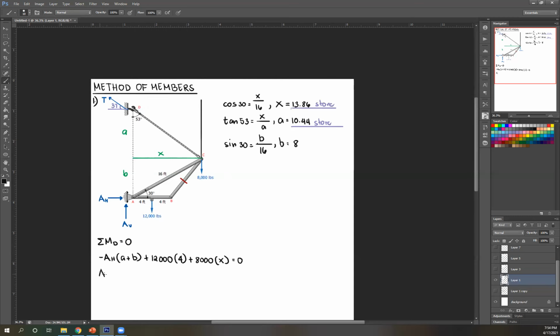Okay, solving for AH, you should get 8,613.77. Unit pounds. My answer is positive, therefore the assumption that AH is upward is correct. Okay, so now I have AH. Next, I want to solve for AV.